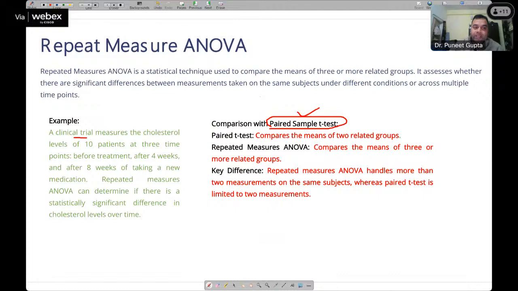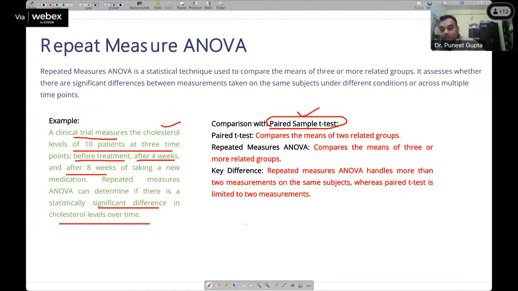So I have given an example: a clinical trial measures the cholesterol level of 10 patients at 3 time points. Before treatment, what was the cholesterol level? After 4 weeks, what was the cholesterol level of the same patient? And after 8 weeks, right? And now they want to know whether there is a significant difference in the cholesterol level over time. So is the cholesterol level changing over a period of time, right? That is the objective. Again, the formatting will be the same.